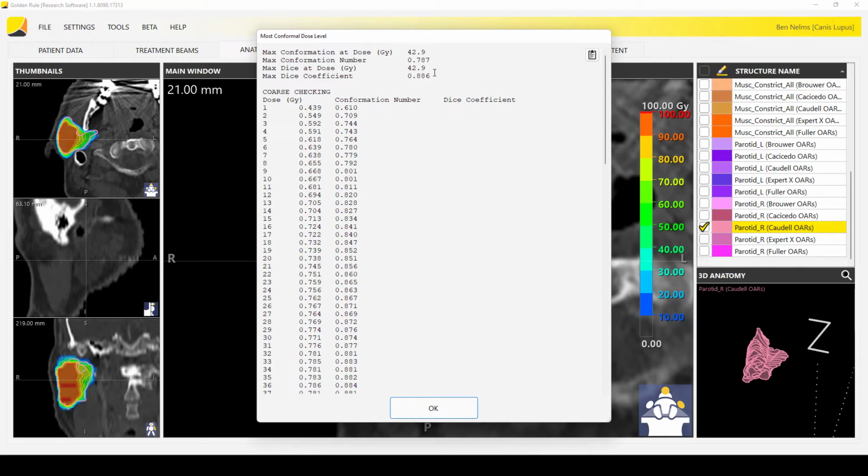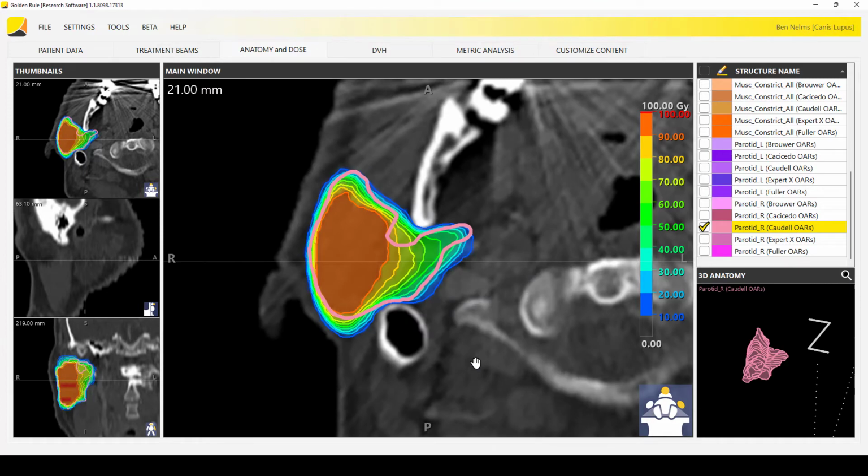And here we have 42.9 as the level of consensus max for the right parotid, which is really similar to what Dr. Caudell had for the left parotid. It was 38.1. So it's the same trend we're seeing, and that's kind of important. That should be expected. We shouldn't see a big difference left and right in this particular case.